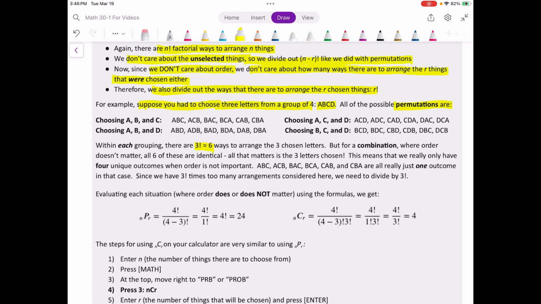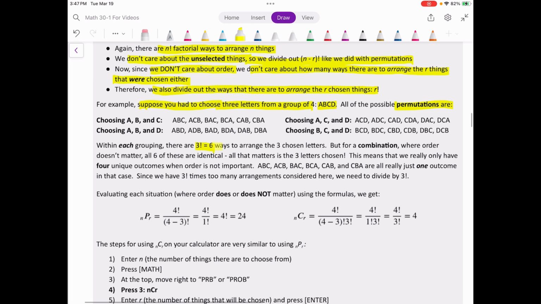That's exactly what we see here. If we pick ABC, there's then 6 ways to arrange just those, and 6 ways to arrange ABD, and 6 ways to arrange ACD, and 6 for BCD, okay? So there's 6 ways to arrange the 3 chosen letters. But now, for a combination where order doesn't matter, all 6 of these within that group are identical, right? If we don't care about the order they're arranged in, then all 6 of these are the same thing.